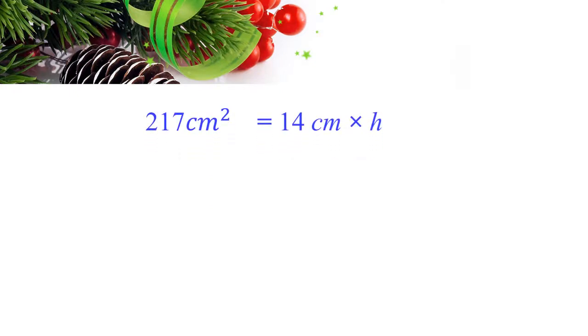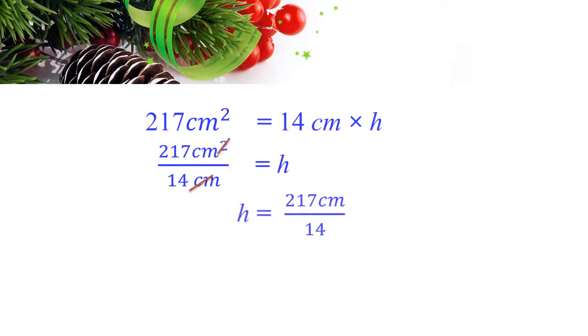We get 217 centimeter squared equal to 14 centimeter into height. Now we have to find the height. So height equal to 14 centimeter transposing to LHS. We get h equal to 217 centimeter square divided by 14 centimeter. Now cancel the centimeter squared and centimeter. We get h equal to 217 centimeter divided by 14.